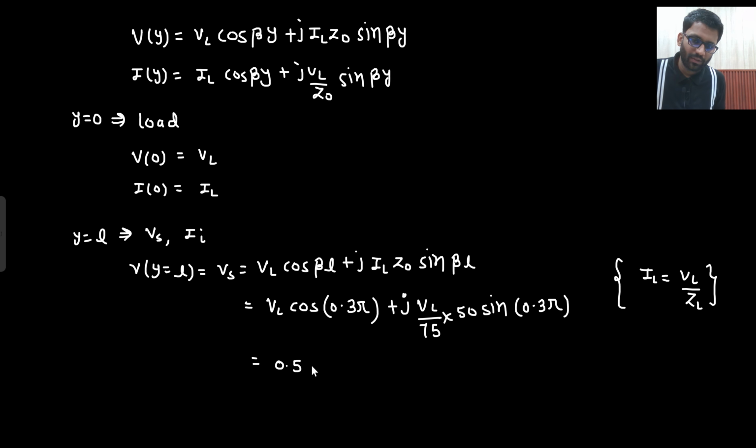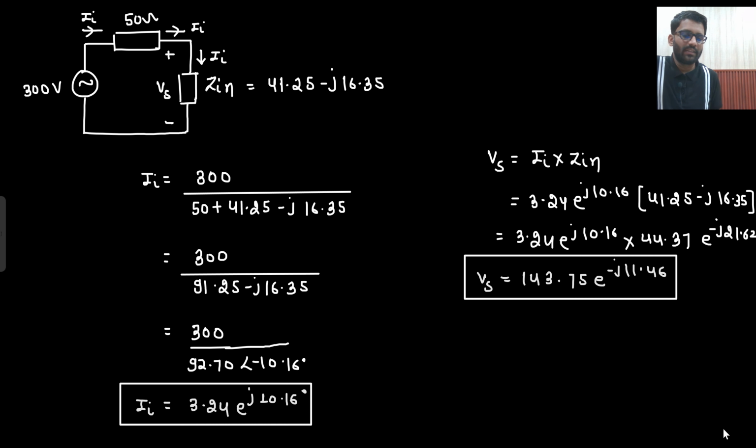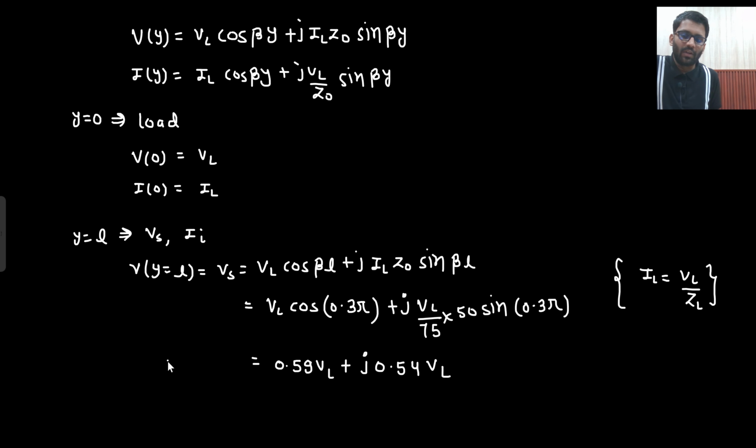So 0.587 or 0.59 I can write, VL plus j. Now VL will be there as it is. Now numerical value only I need to put. So 0.3 into pi sine, into 50 divided by 75. So roughly around 0.54 you are getting. That is your jVL. And what is the value of Vs? Vs already we know. Vs is 143.75. So now only VL is left.